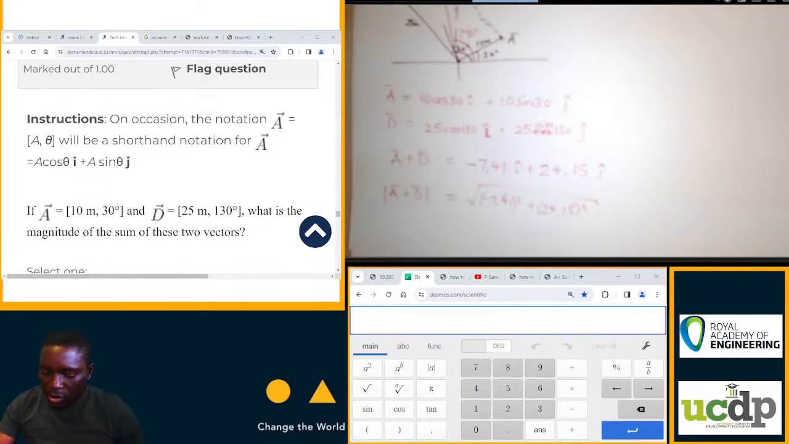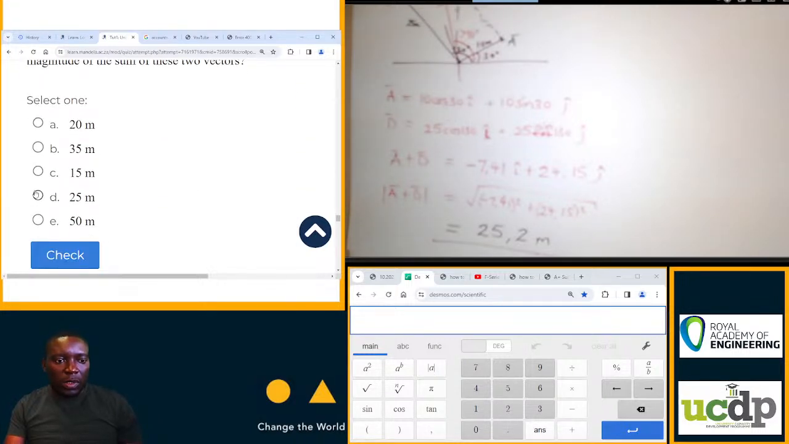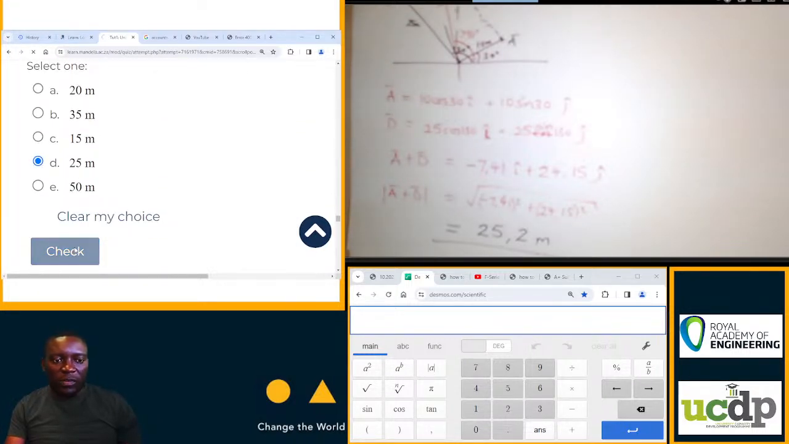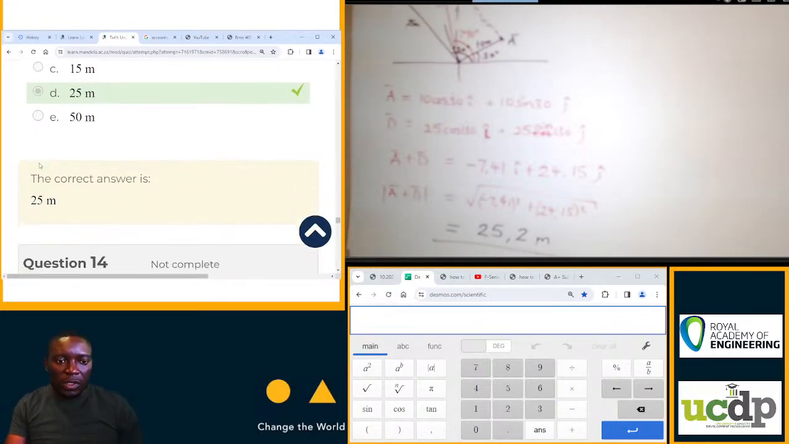That gives us a magnitude of 25.2 meters. The magnitude is 25.2 meters, which is rounded to two significant figures, that's 25 meters. Which is okay.